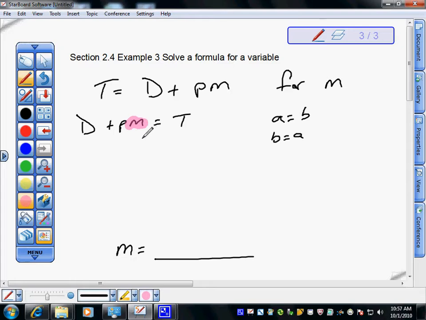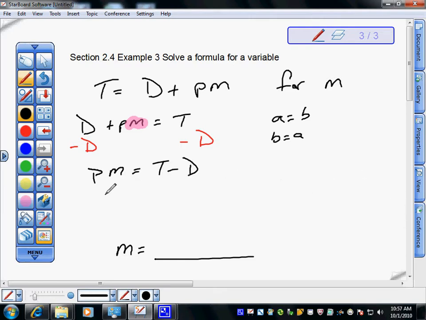And remember, the first property we're going to use is we want to see, can this be simplified? No. Can this be simplified? No. Okay, I use addition to isolate my variable. My variable is here on its own, but the D is in my way, so I'm going to subtract D from this side, which means I have to subtract D from that side. So I'm left with PM equals T minus D.